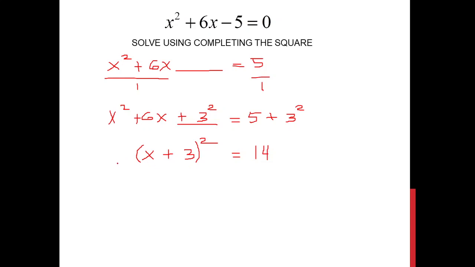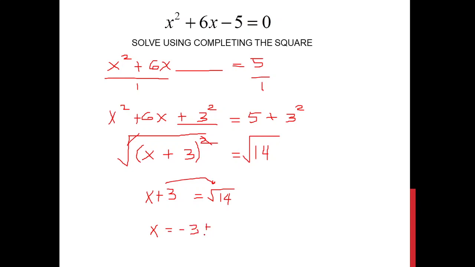Okay, then the square root property. Extract the root on both sides. This will eliminate the exponent and the radical sign, leaving us with x plus 3 equals the square root of 14. To solve for x, simply use the additive inverse or transpose that to the other side. Again, that becomes negative 3 plus and minus the square root of 14.